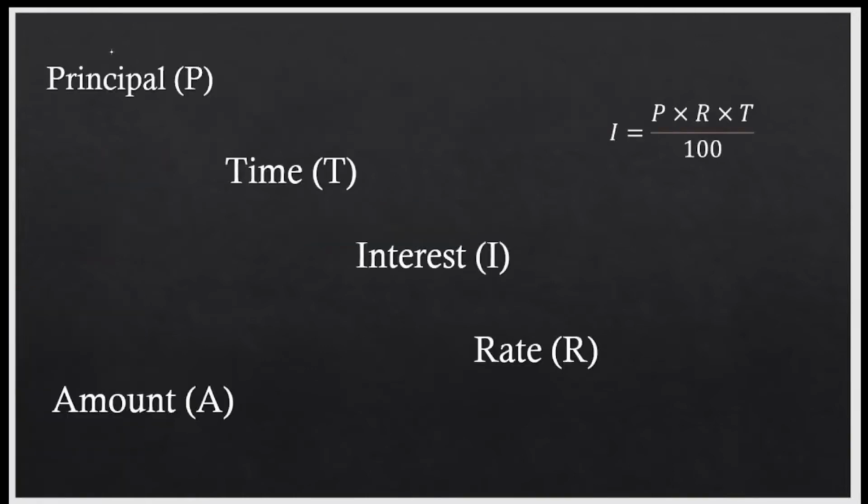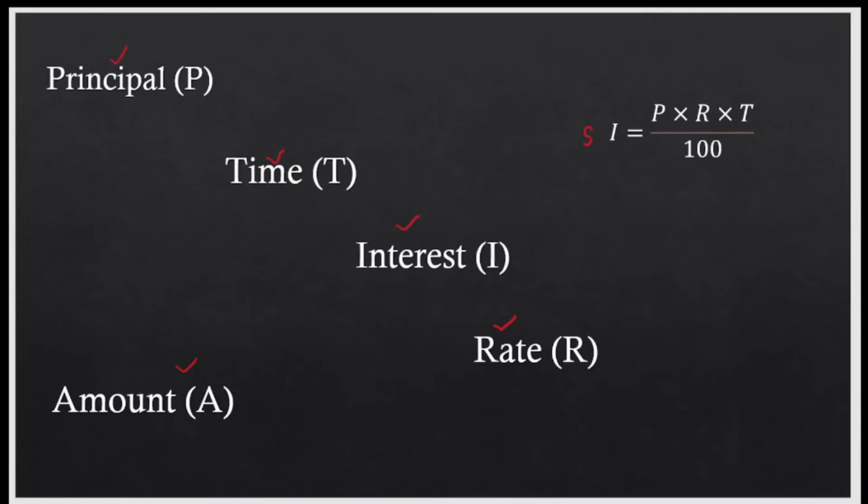Before we understand simple interest, first of all we need to understand few terms. Those terms are principal, time, interest, rate, amount, and then we are deriving the formula: simple interest equals PRT over 100, principal into rate into time over 100.